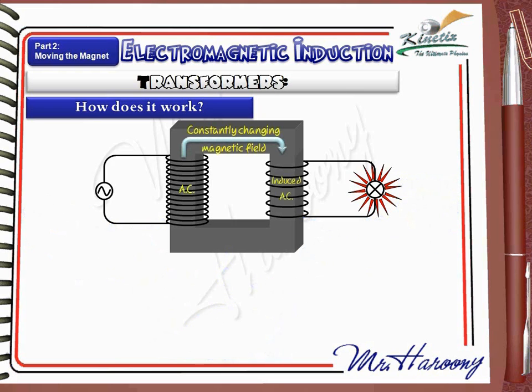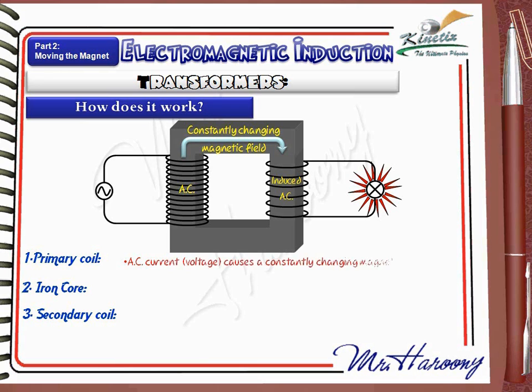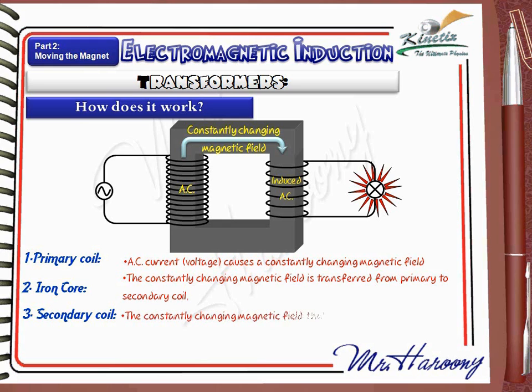From another point of view, if we concentrate on the three main parts of the transformer, we can see that we have number 1, the primary coil, number 2, the iron core, and number 3, the secondary coil. What happens in the primary coil? In the primary coil, the AC current or voltage causes a constantly changing magnetic field. In the iron core, the constantly changing magnetic field is transferred from primary to secondary coil. In the secondary coil, the constantly changing magnetic field that reached the secondary coil causes an induced voltage that is related to the number of turnings.